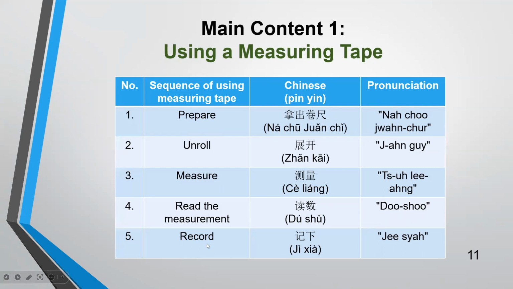So the last part is to record. If needed, we have to record the measurement, right? So it's called 记下. For easy understanding, we can use EFG. The G here is a little bit harder. 记下, Banda Jetty, 下. Correct. These are the general sequence of using a measuring tape.